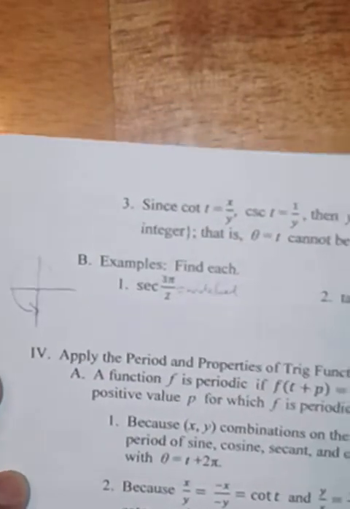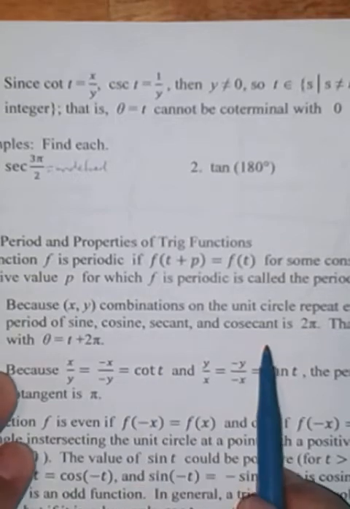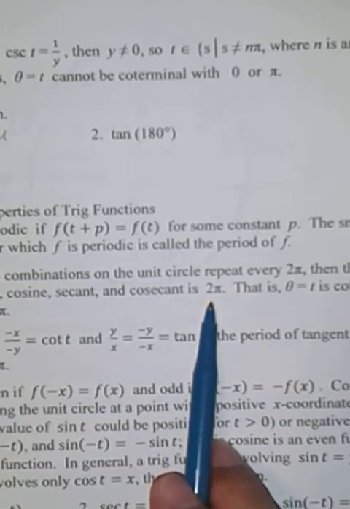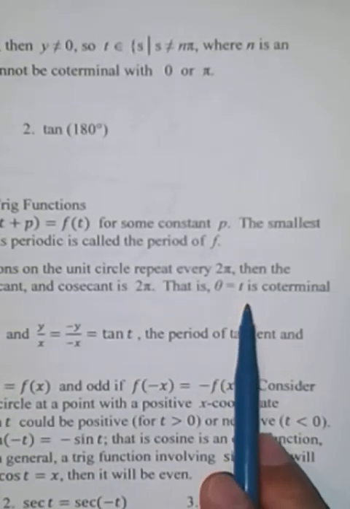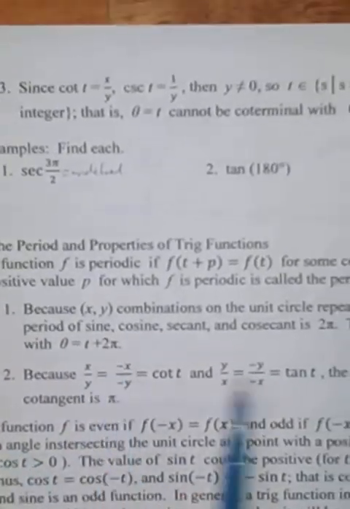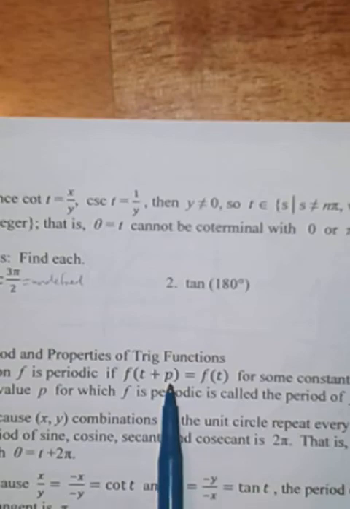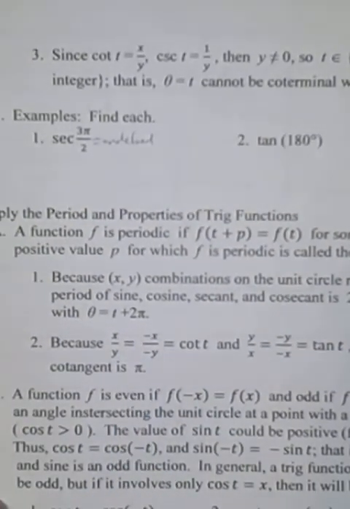Okay? All right. So because x and y combinations on the unit circle repeat every 2 pi, the period of sine, cosine, secant, and cosecant is 2 pi. That is, theta equals t is coterminal with theta equals t plus 2 pi. And that's the p that we mentioned up here. That's the period, 2 pi.